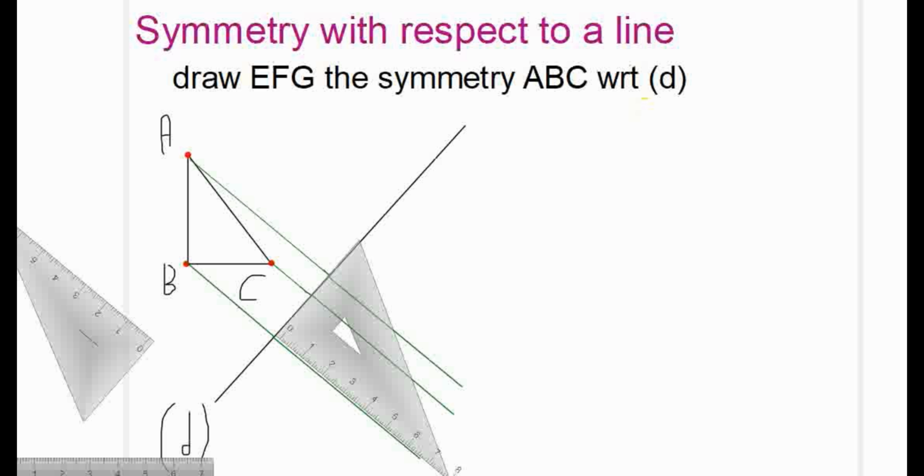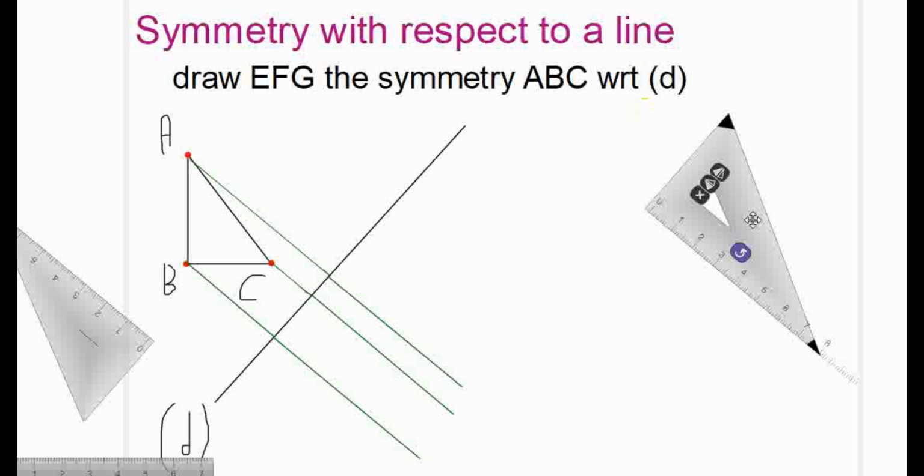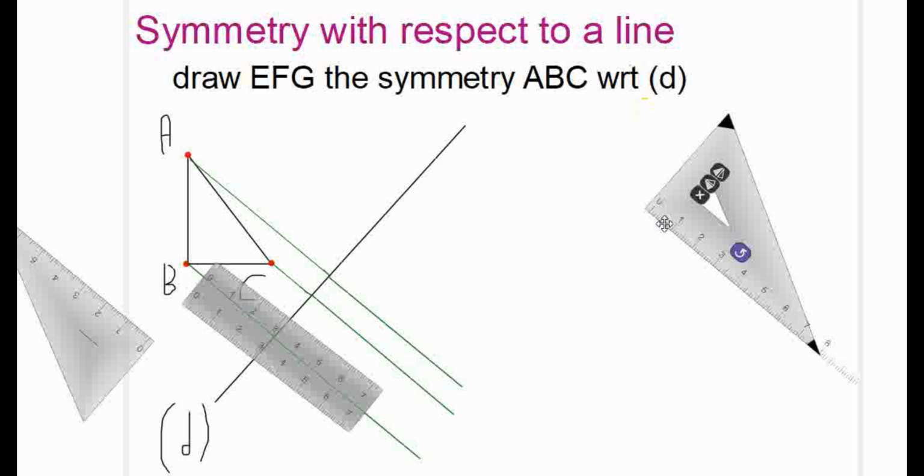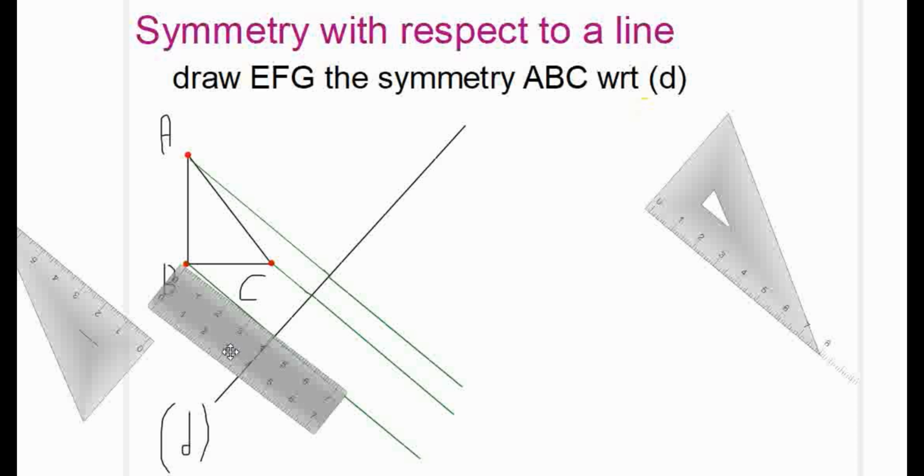The ruler is a little bit not 100% accurate. So I draw the lines. Now we are going to measure using a ruler, which is graduated, so you can use it. First of all, we are going to measure this distance from B to the line D, and the same distance on the other side.